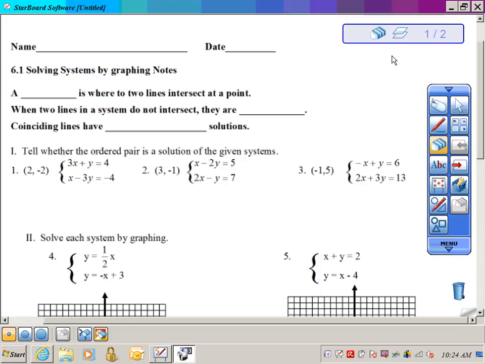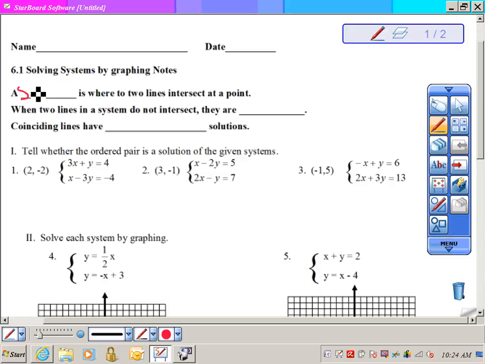The first part, a blank is where 2 lines intersect at a point. This is going to be a solution. So let's write solution in there. A solution is where 2 lines intersect at a point.